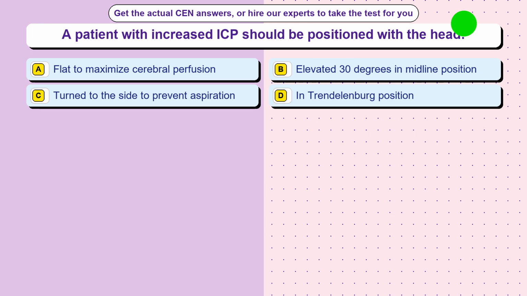Question 67. A patient with increased ICP should be positioned with the head: Option A, flat to maximize cerebral perfusion. Option B, elevated 30 degrees in midline position. Option C, turned to the side to prevent aspiration. Option D, in Trendelenburg position.